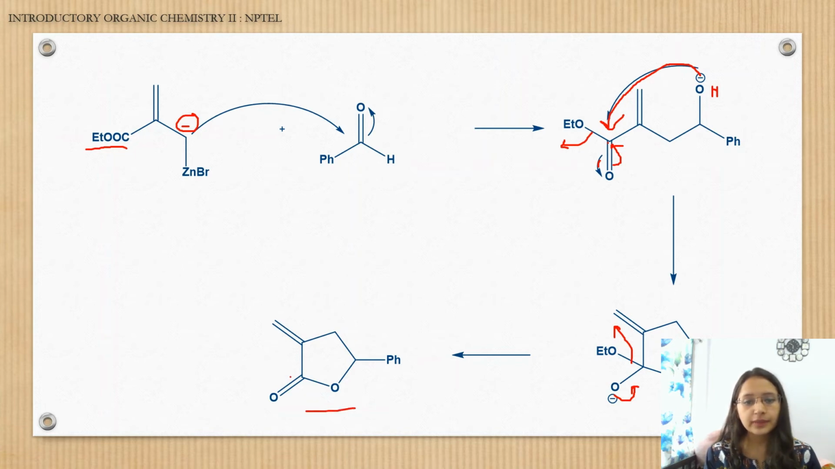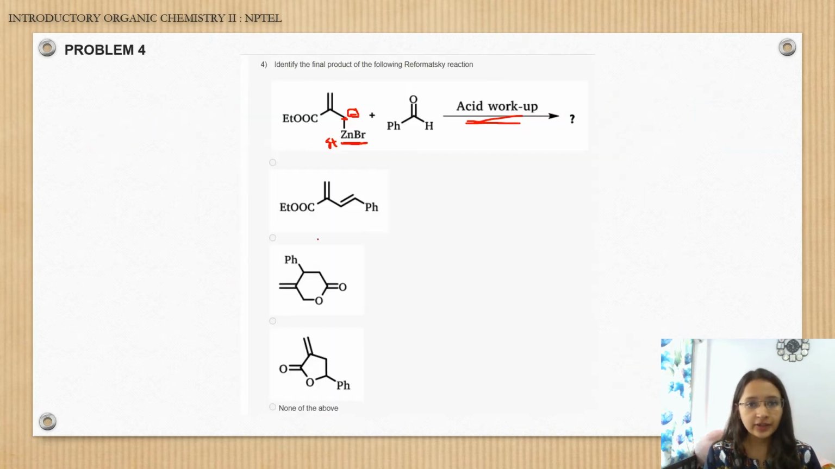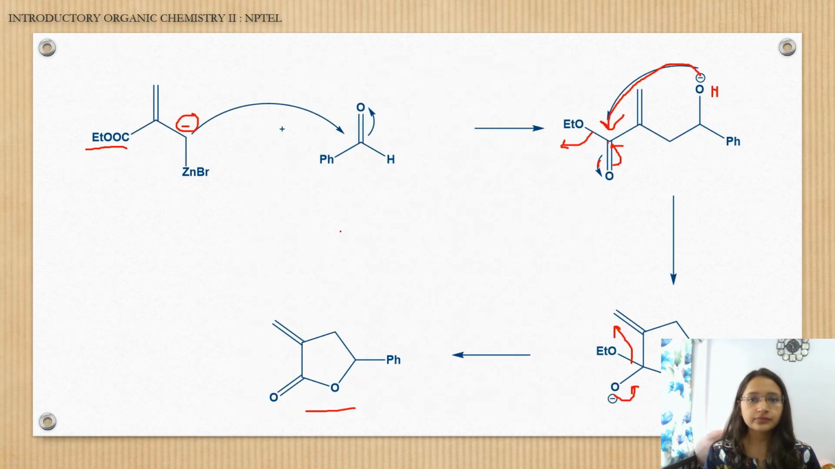Okay. So because of the favorable five membered species formation, which is occurring intramolecularly very fast, that is why you are ending up with this kind of species rather than ending up with this kind of species. Okay. Is this mechanism clear to all of you? Why is it happening? If you have any doubt, please ask me.